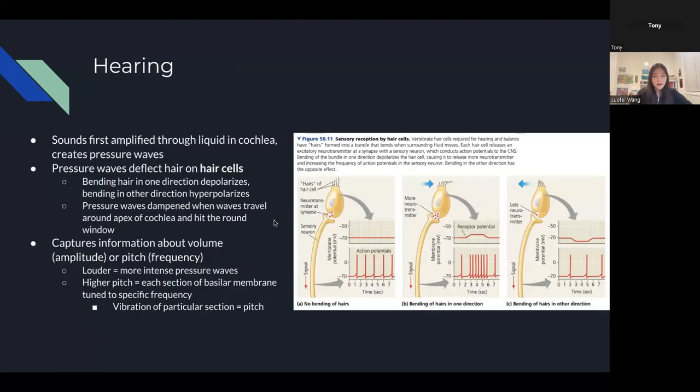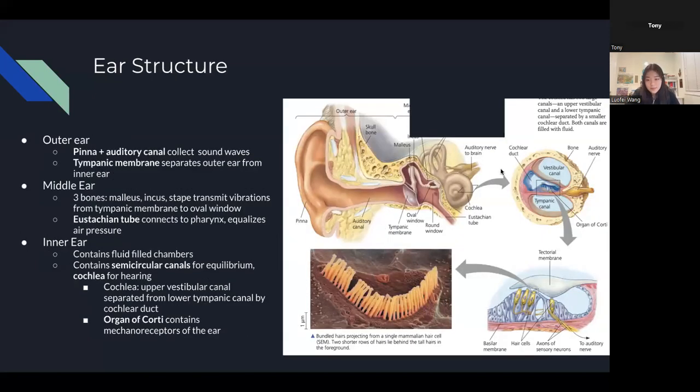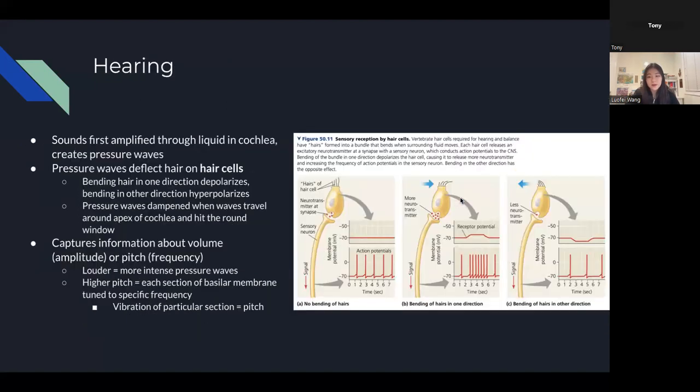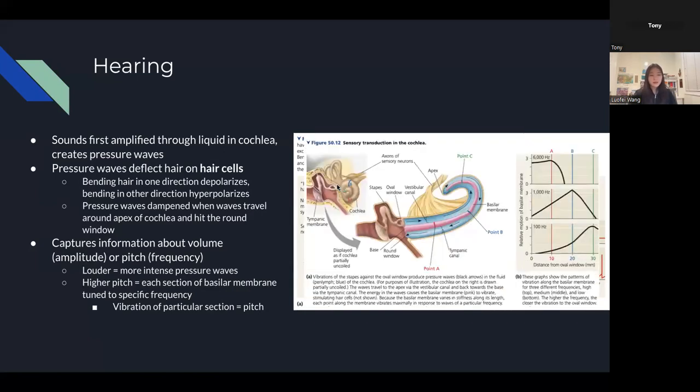Okay, here is how hearing works. First, the sound is amplified through the liquid in the cochlea, and it creates pressure waves. That happens inside this part. The cochlea has a lot of hair cells, and the pressure waves deflect the hairs on the hair cells. Bending the hair in one direction will depolarize the cell, and bending it in the other direction will hyperpolarize the cell. These pressure waves are dampened as they travel across the apex of the cochlea and hit the round window, which is on this side.